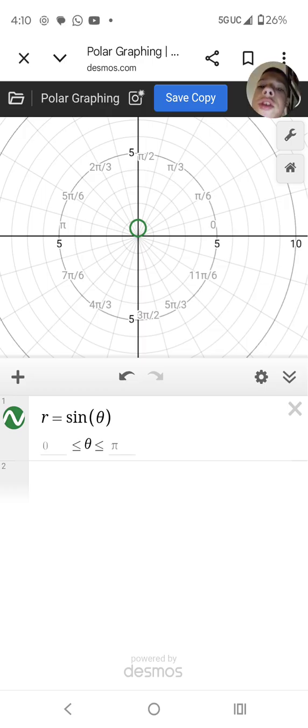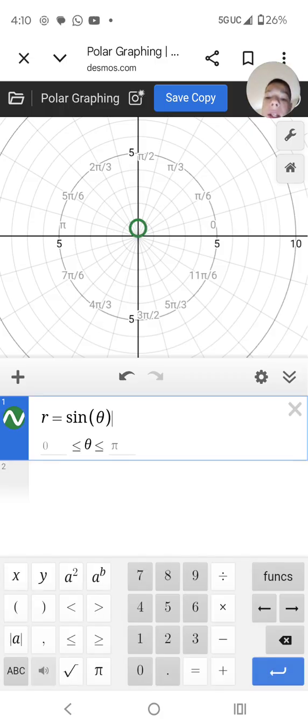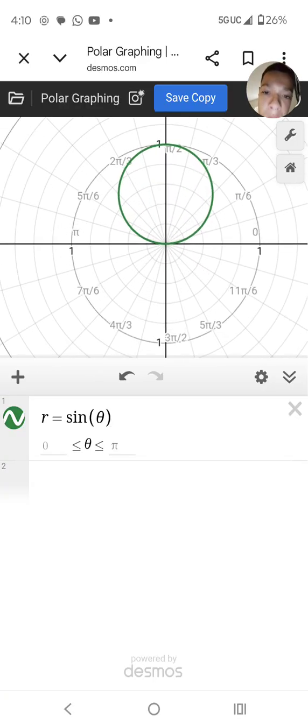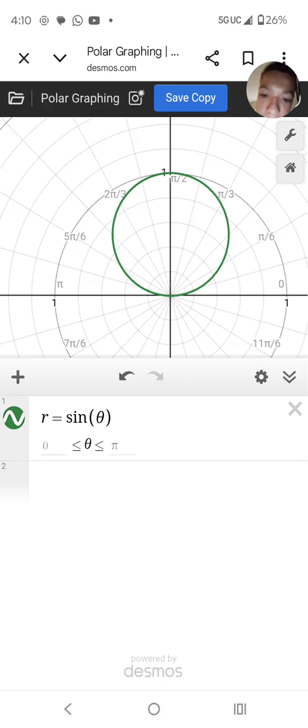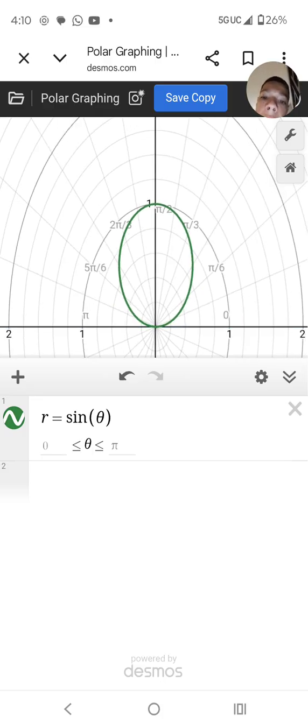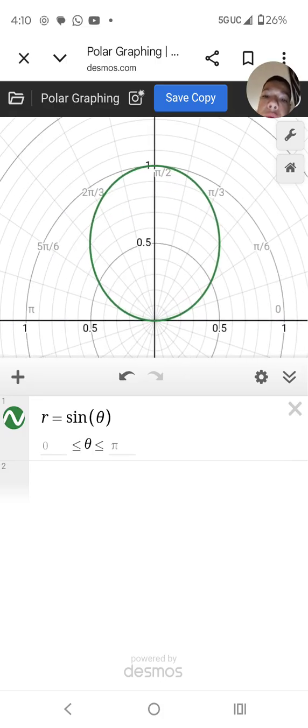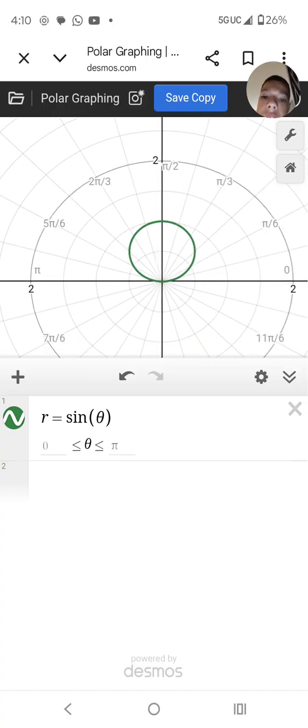r squared is equal to x squared plus y squared. That's what you use to convert the Cartesian coordinates into polar coordinates. y equals r sine theta, and x is equal to r cosine theta. We can use that to convert any Cartesian graph into a polar graph. So this is r equals sine theta. Basically this is y equals sine x, but converted to polar coordinates instead of Cartesian.